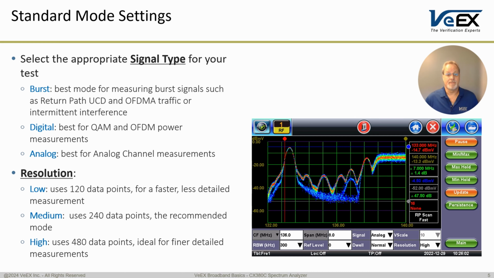When the signal type is set to analog, this is the best for measuring analog channels. The field below will show dwell. The only setting for dwell is normal. The resolution field has three settings: low, medium, and high. This sets the amount of data points for the spectrum. The higher the resolution, the more data points. The more data points, the finer the details.